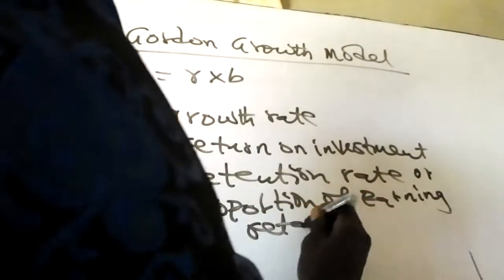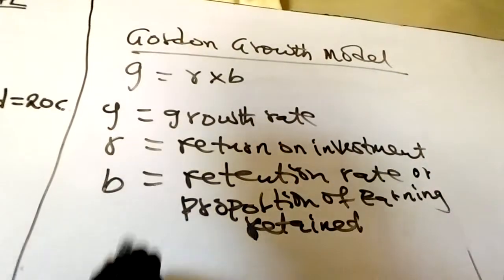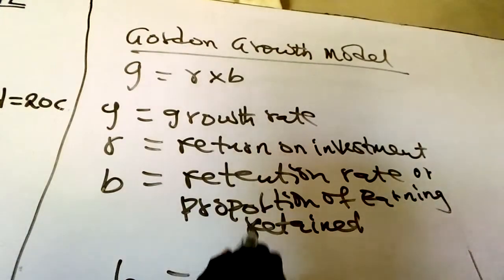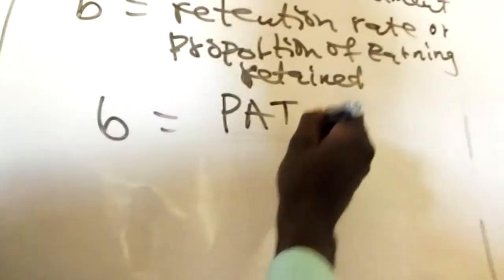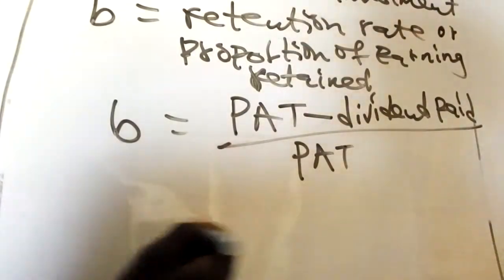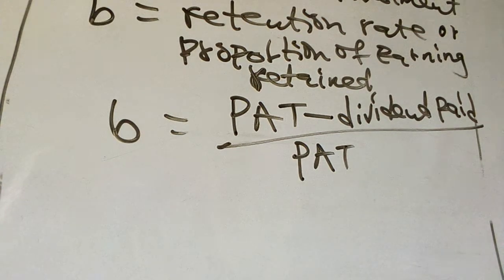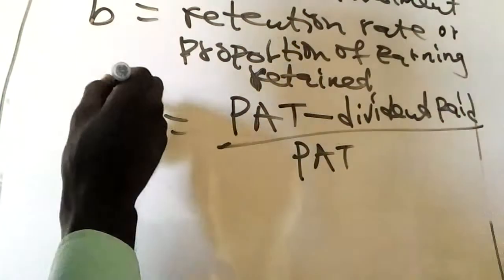How much do we retain as earnings after the payment of dividend? To get the amount retained, you have your profit after tax minus dividend paid, over your profit after tax. That will give you the retention rate. From your profit, part of it was paid as dividend. The remaining will be retained. So that is B, retention rate.